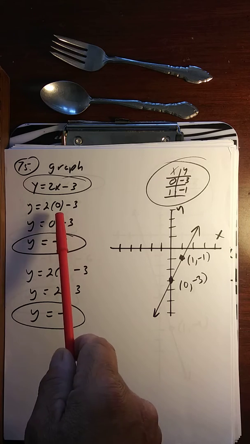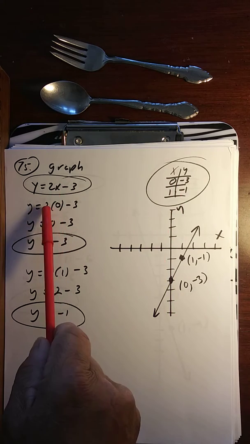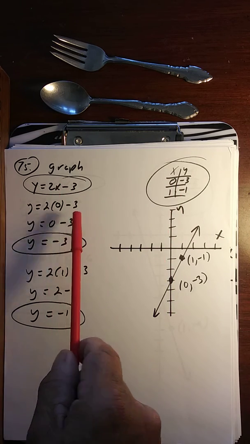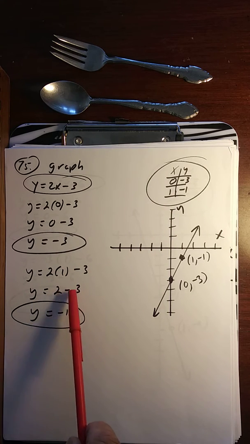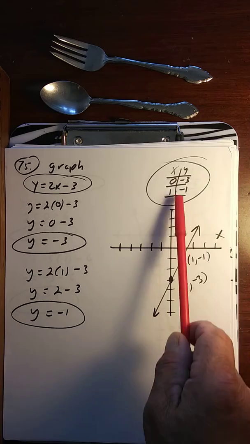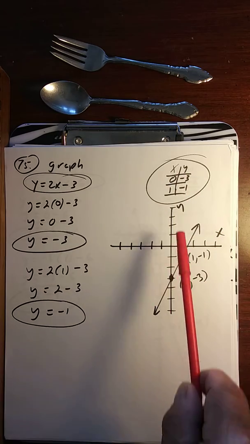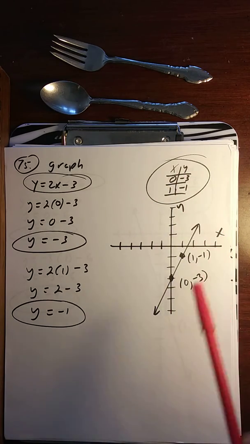Graph this. I'm going to put the number for this one. I'm going to put 0. That turns out 0. 0 minus 3 is -3. Put a 1 in there. 2 times 1 is 2. 2 minus 3 is -1. So we have 0, -3 and 1, -1. Connect the dots.